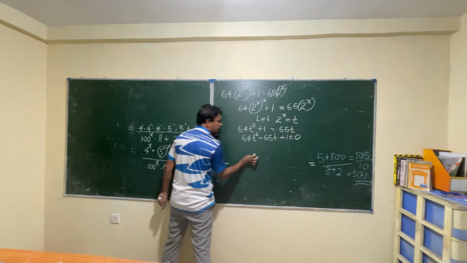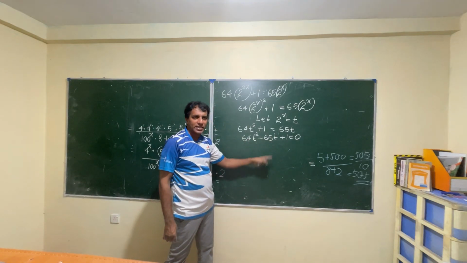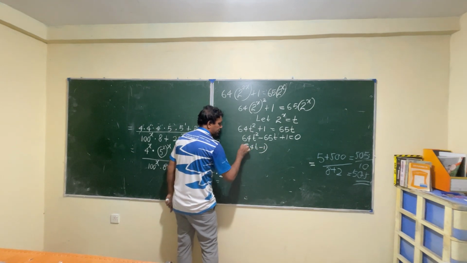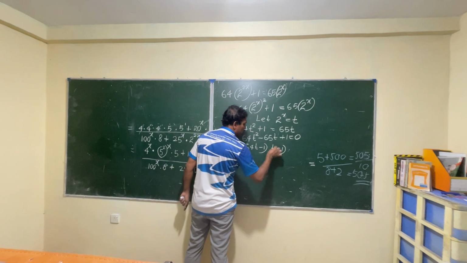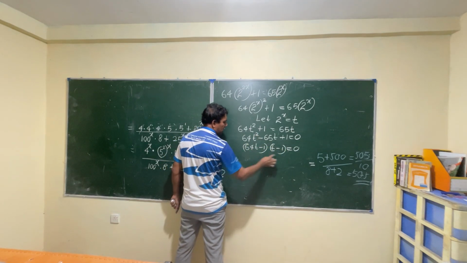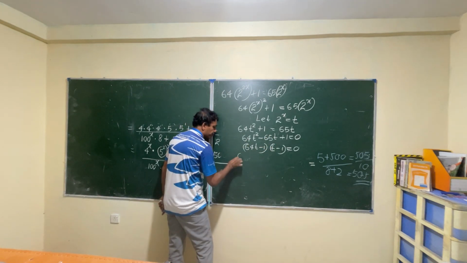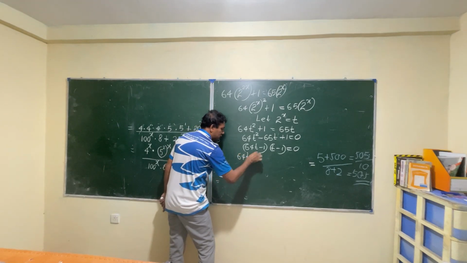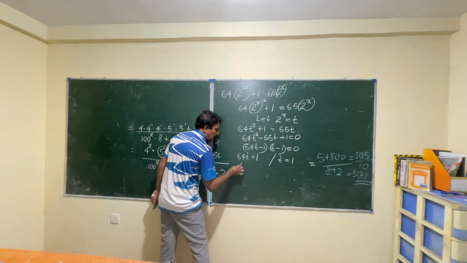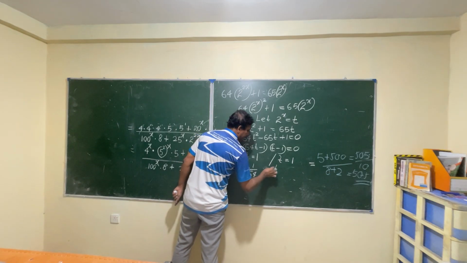ax squared plus bx plus c equal to 0. Now factorize, using some primary factorization: 64t minus 1 and t minus 1. Multiply them, okay, therefore two things equal to 0. 64t minus 1 equals 0 or t minus 1 equals 0, therefore t equals 1 over 64, otherwise t equals 1.